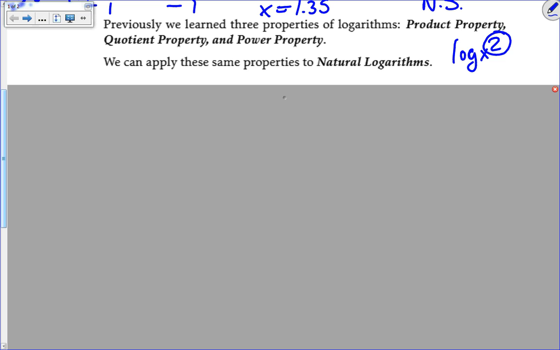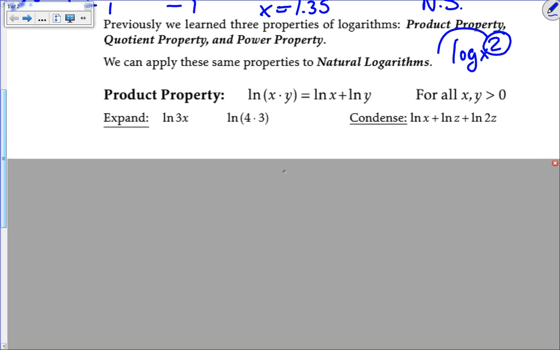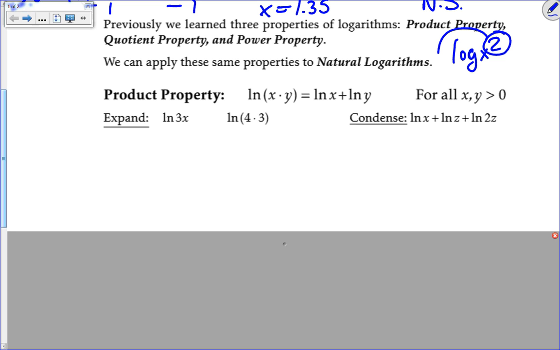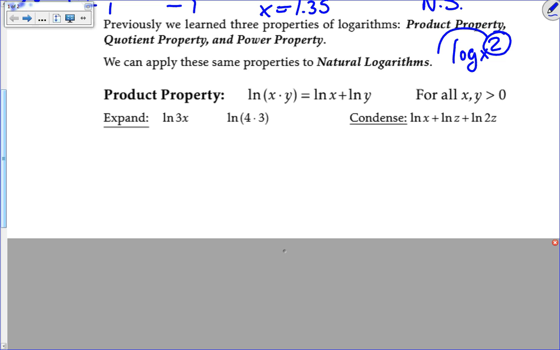Put it where? In the front, right? So the power property said you could stick that out front and rewrite it that way. So natural log is the same thing as log base e, right? So these same properties are going to hold for natural logs. So you're still going to have the product property, you're still going to have your quotient property, and you're still going to have the power property. So let's go through those together now, just talking in terms of natural logs, okay?